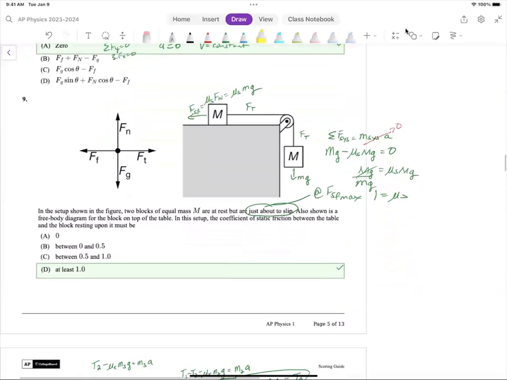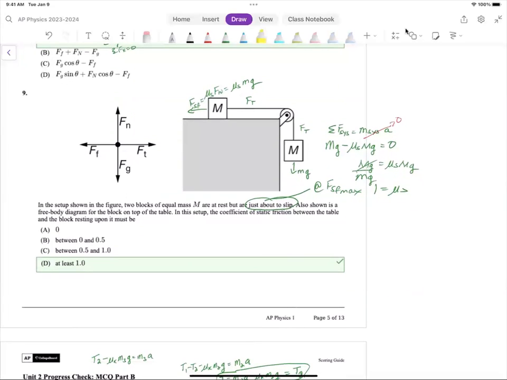Number 9, in the setup in the figure, 2 blocks of equal mass are at rest, but are just about to slip. If we're just about to slip, we have a couple things we know. Static friction is at its maximum. Acceleration can be assumed to be 0. They also show a free body diagram for you, acting on the block that's on the table.